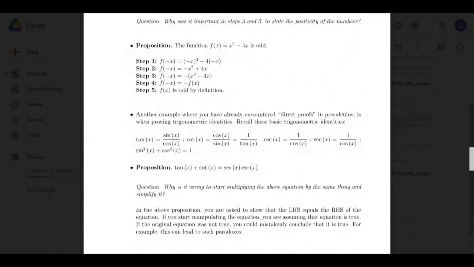Okay, let's see another proposition. The function f of x equals x cubed minus 4x is odd. Remember, the definition of odd functions is f of negative x equals negative f of x. So we want to show that.